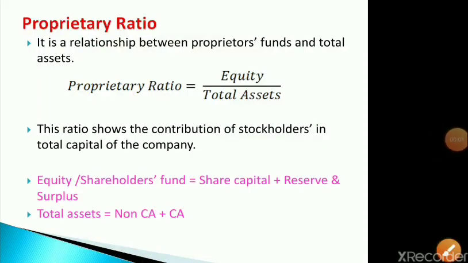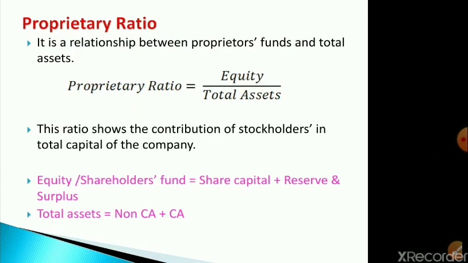In this video, we are going to learn about the other two types of solvency ratio, that is proprietary ratio and interest coverage ratio. So let's start with proprietary ratio. From the name, we can make out that we are generally talking about the proprietor or the owner of the firm. So this ratio is a relationship between proprietor's fund and total assets.